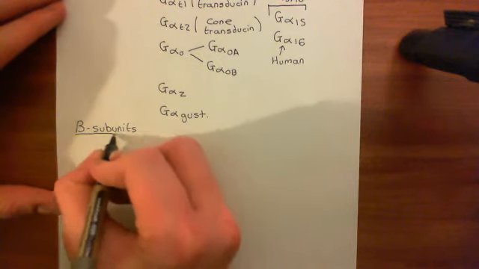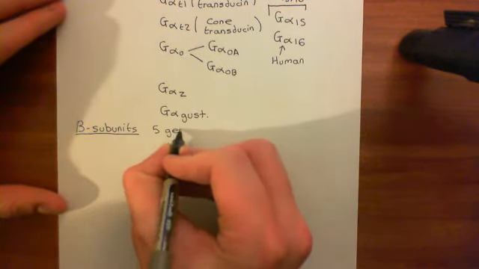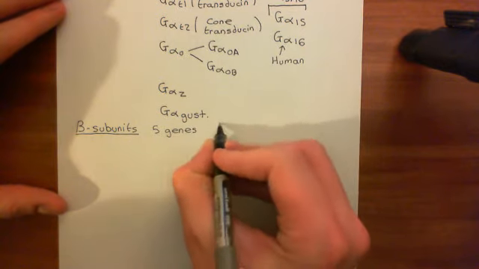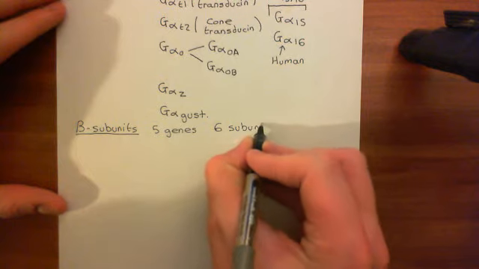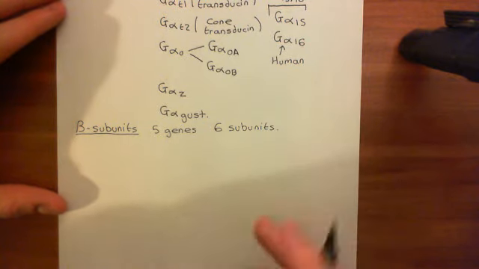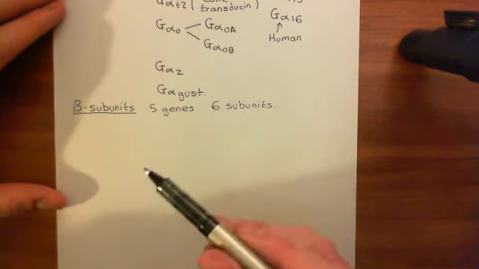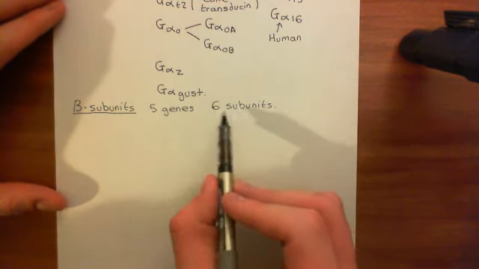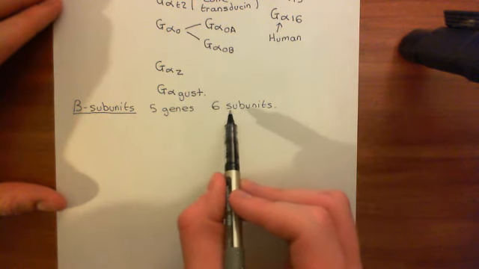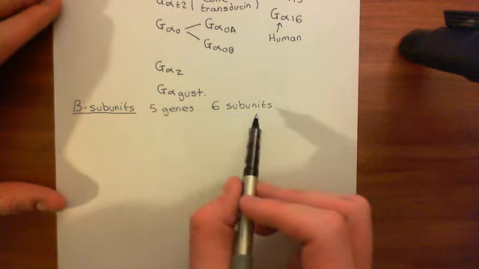So, basically, there are 5 genes for beta subunits. Okay, and again, there are actually 6 different beta subunits that are known at present when I'm making this video. Okay, so again, we've got multiple splice variants of certain genes, well, of one gene, which produces 2 separate splice variants, and therefore takes us from 5 genes to 6 subunits.